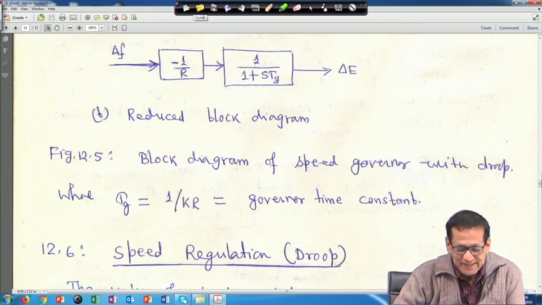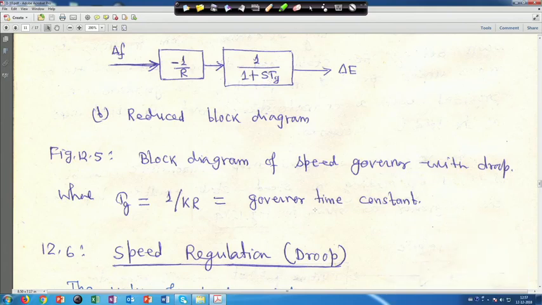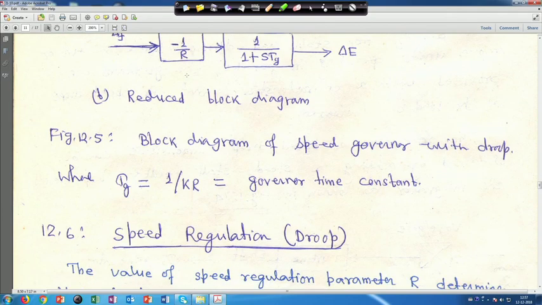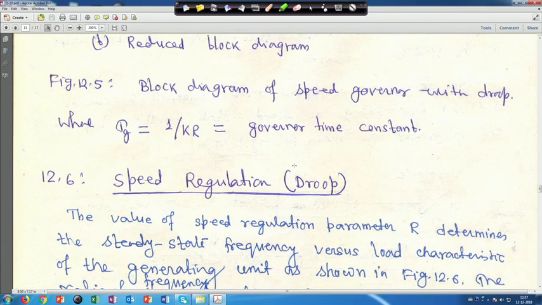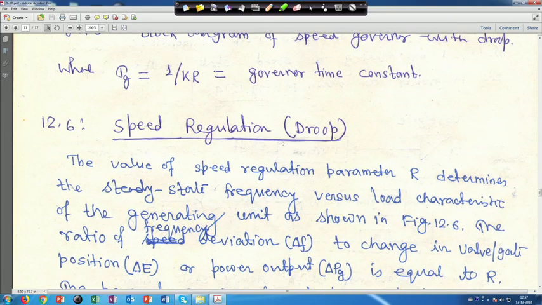Simply, I have written that this becomes minus delta f by R. So, delta f is the input, then minus 1 upon R into 1 upon 1 plus s T_G, and T_G is nothing but 1 upon K into R, the governor time constant. R is the speed regulation parameter. Next is the speed regulation, sometimes we call it the droop parameter.